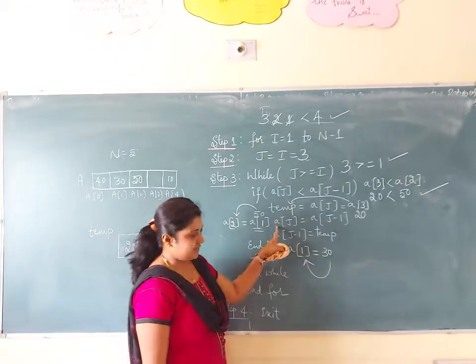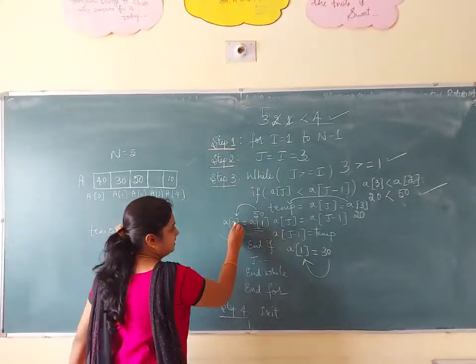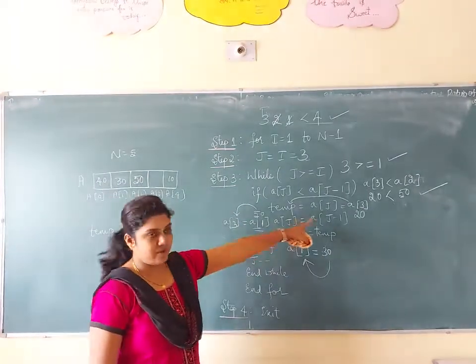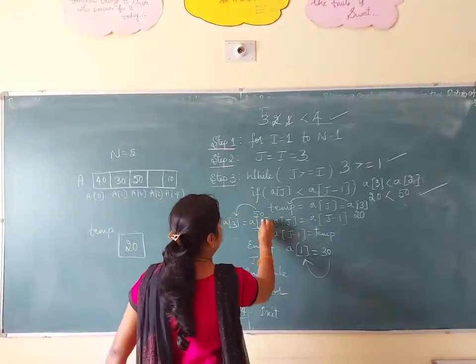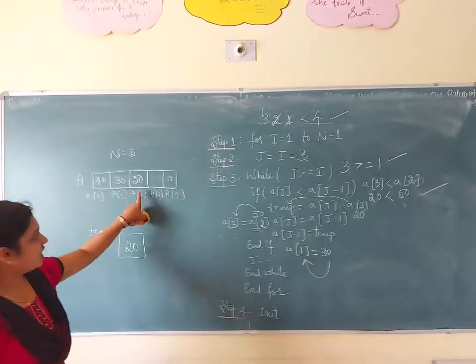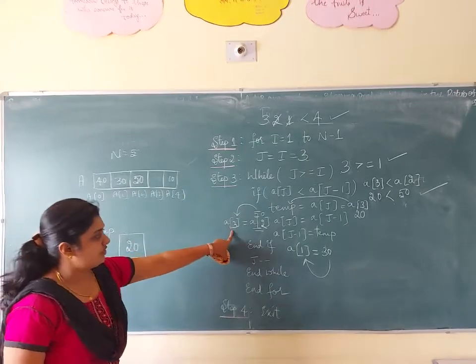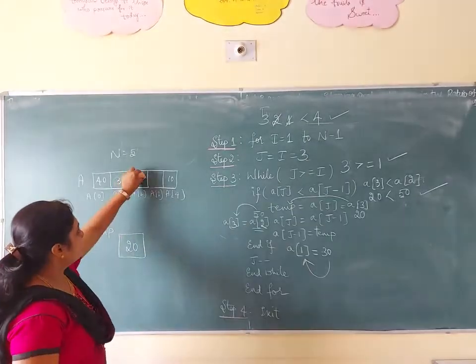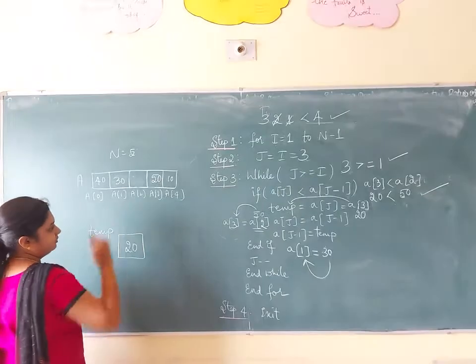Next it will go to the next statement, A of j. What is the j value? That is 3. A of j minus 1, 3 minus 1 you will get how much? A of 2. See, in A of 2 we have an element 50 that will be assigned to which position? A of 3. Now the 50 will be swapped to the position A of 3.